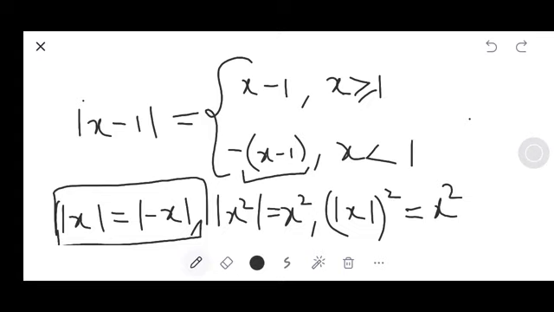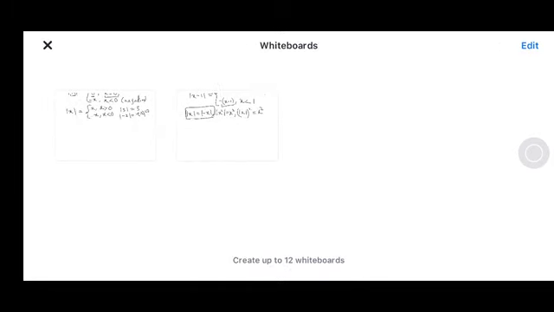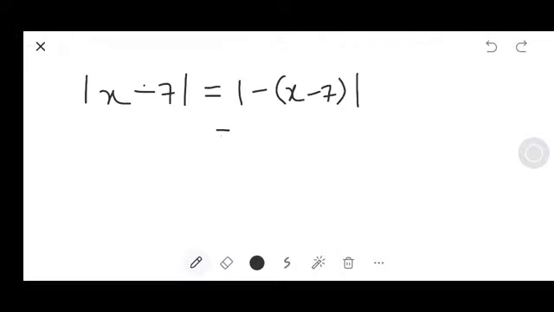So if absolute value of x is equal to absolute value of minus x, so if I go to the next board, so if we have absolute value of x minus 7, for instance, it is the same thing as absolute value of minus of x minus 7. And what is the negative of x minus 7? It is equal to 7 minus x. Okay, so these and these are the same.